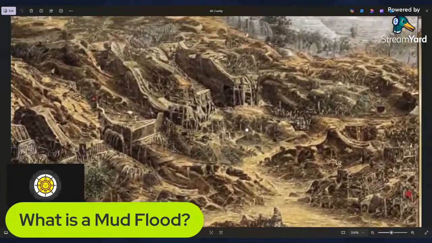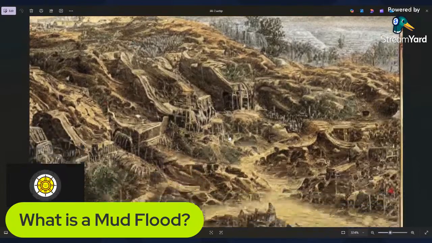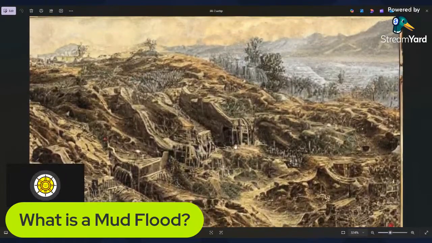And you'll even see artwork such as this. Now, I know that this is produced by Stable Diffusion, one of the programs. We'll call it AI. We call everything AI now. But just to give you an idea of what a mud flood may look like.